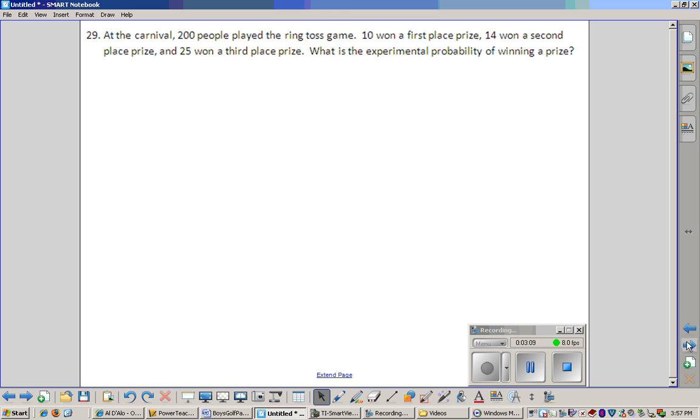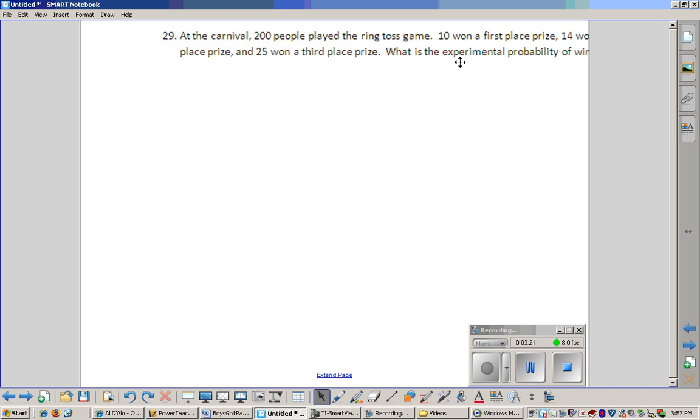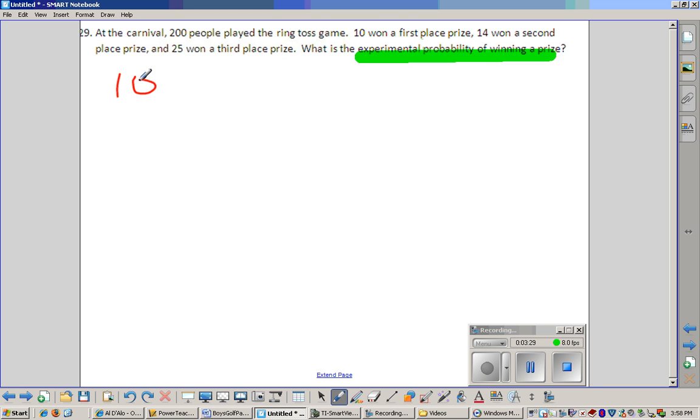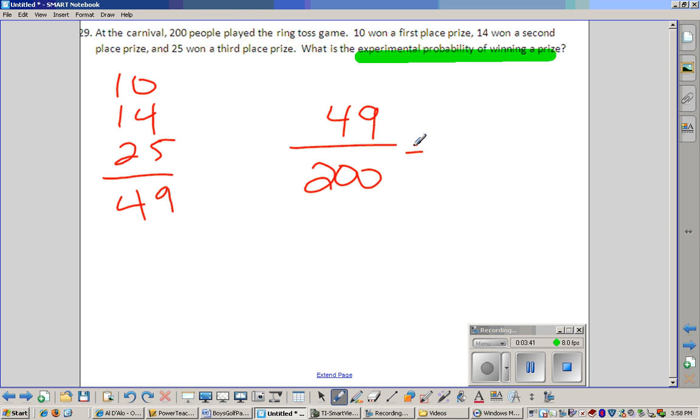The next problem here says we're at a carnival, and 200 people played this game. 10 of them did win a first place prize. 14 of those 200 won second, 25 won third. What's the experimental probability of winning? Well, to find winning, you'd have to look at how many people actually won. Well, that's 10 people won first prize, 14 people won a second prize, and 25 won third. So that's a total of 49 people won. 49 people out of the 200 people won a prize. And so that's the probability in terms of the experimental probability. It's what actually happened. It's not theoretical probability.